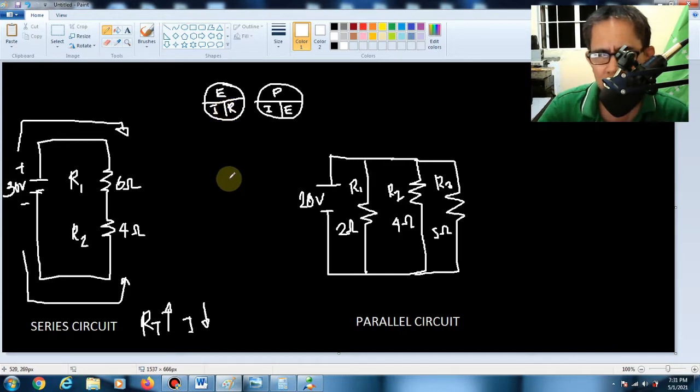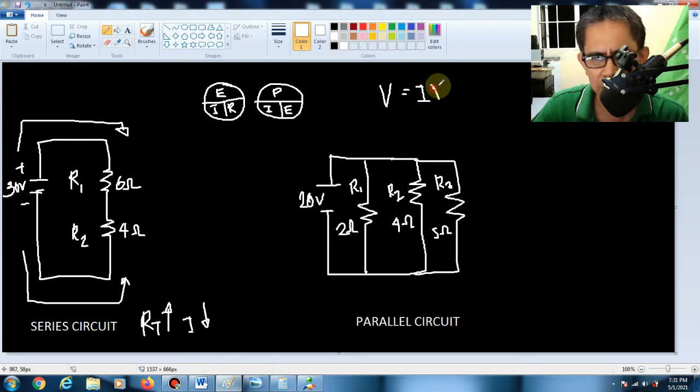Okay, so using the equation, halimbawa, voltage equals IR. Kapag sinabi natin voltage, it is measured in volts. Ito yung E, di ba? So measure natin yan sa volts. Pagdating na sa current, it is measured in amperes, and yung resistance, it is measured in ohms.